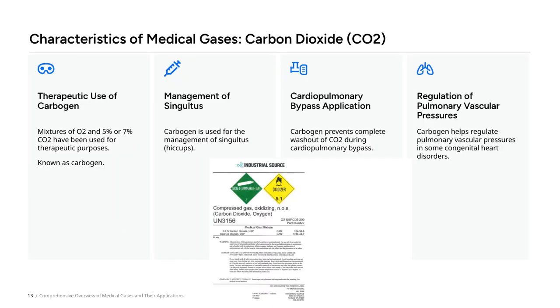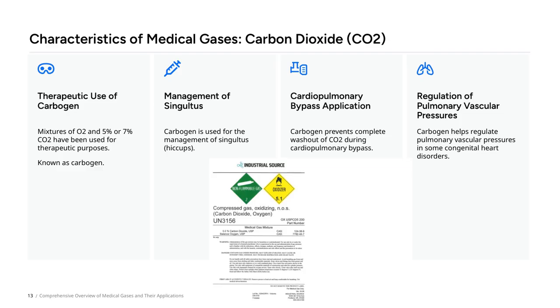Let's take a closer look at some key characteristics of medical gases, starting with carbon dioxide, or CO2. One of its important uses is in helping regulate pulmonary vascular pressures, especially in certain congenital heart disorders. This means that Carbogen can assist in managing blood flow and pressure in the lungs, which is crucial for patient stability. Another important application is during cardiopulmonary bypass procedures.